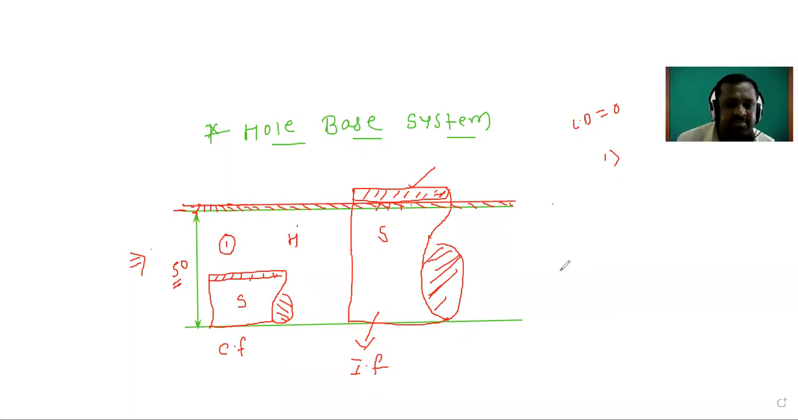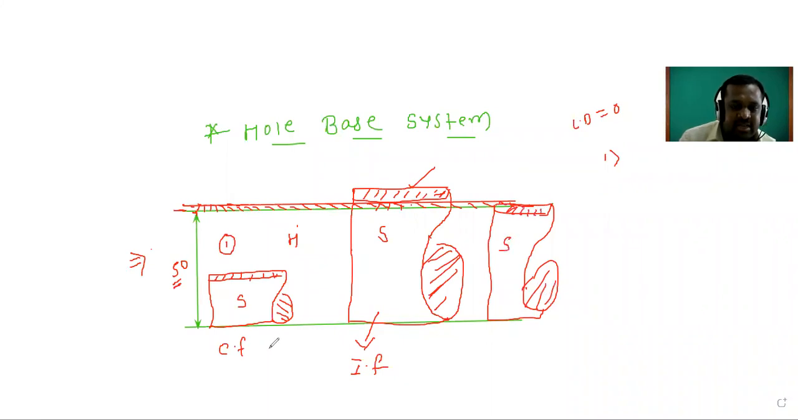And to achieve the transition fit, we have to manufacture the shaft whose tolerance zone should lie in between the tolerance zones of the hole. Like this. So this is the shaft. This is the clearance fit, this is the interference fit, and this is the transition fit. From this figure you can easily understand.